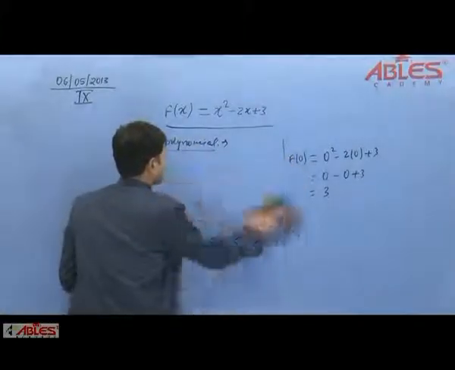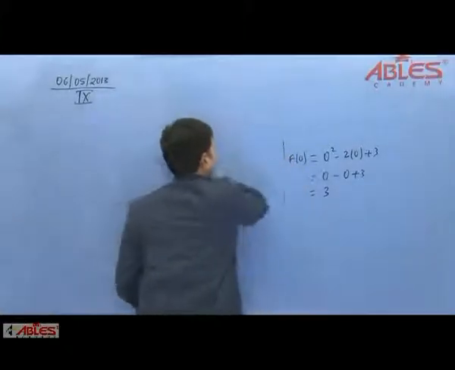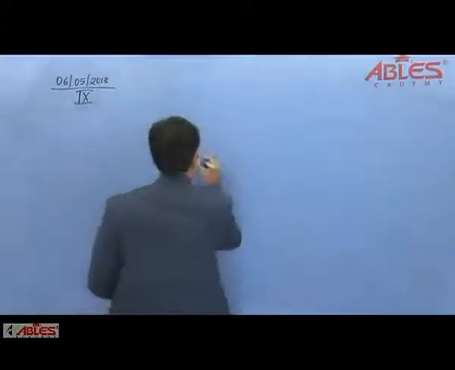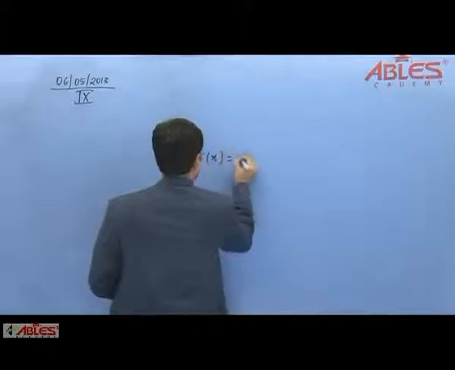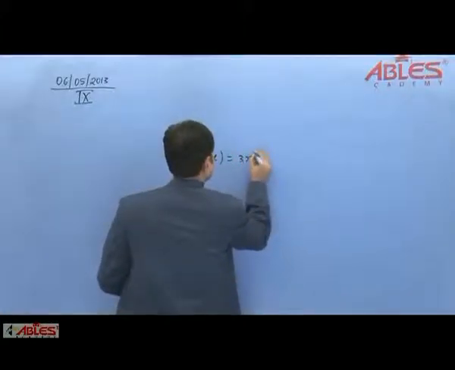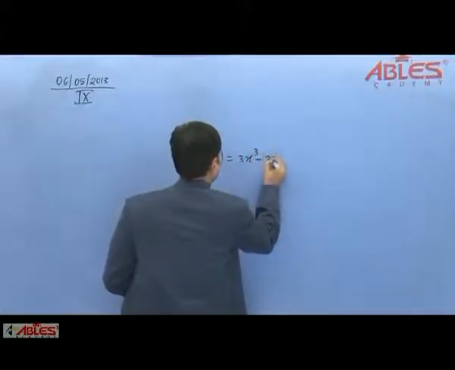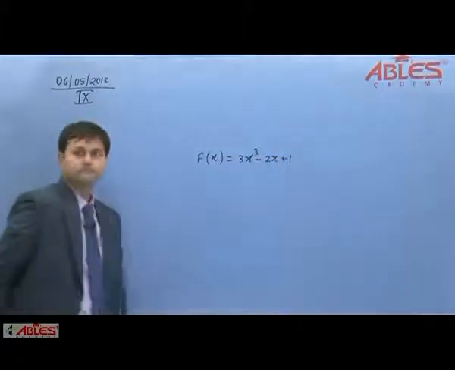Okay students, so now see, suppose we have f(x) equals 3x cube minus 2x plus 1.